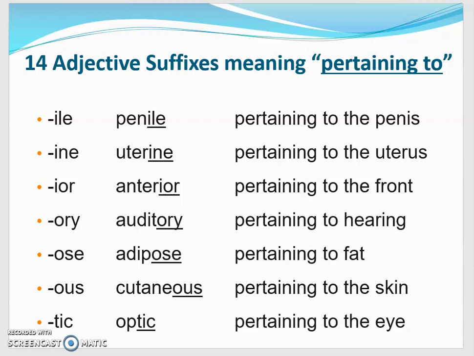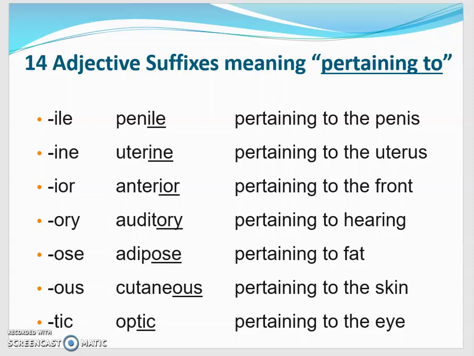If we take the word audito, which means hearing, and we put ory on the end of it, we come up with auditory, meaning pertaining to hearing. If we take the combining form adipo, which means fat, and we take the O away and attach ose to it, we come up with adipose. This means pertaining to fat.